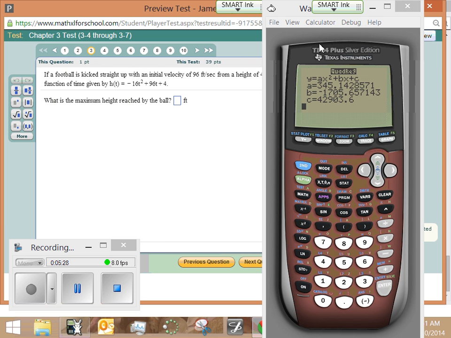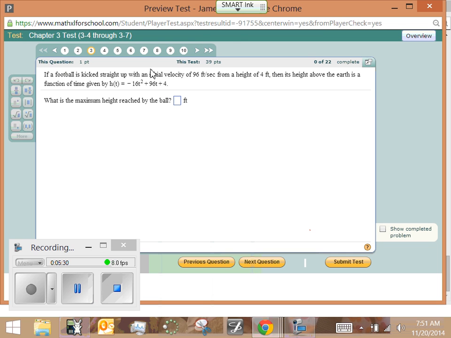This is just asking what's the maximum height reached by the ball. We're going to look at that quadratic there. The maximum height, remember, is the vertex, and that's found by the opposite of b over 2a. And my variable is the variable that we use in here, so it's t. So time is opposite of b over 2a. So that's not the height. That's going to be the time at which the maximum height is reached.